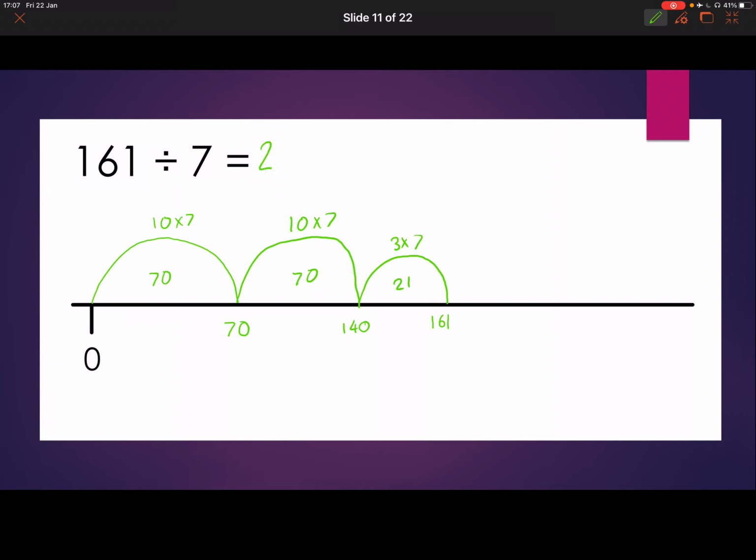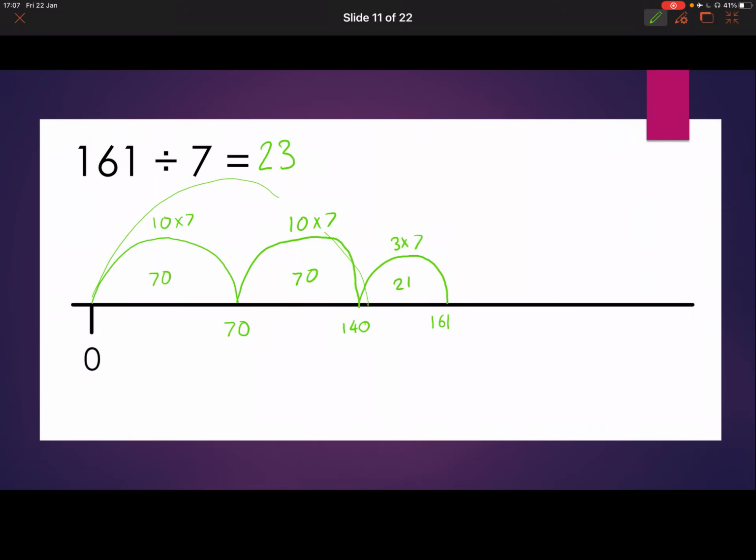I jumped 23. So the fact that it's a 3-digit number didn't make it particularly difficult. In fact, if you'd known that 20 times 7 was 140, you could have just done one big 140 jump here, and there wouldn't have been a problem.